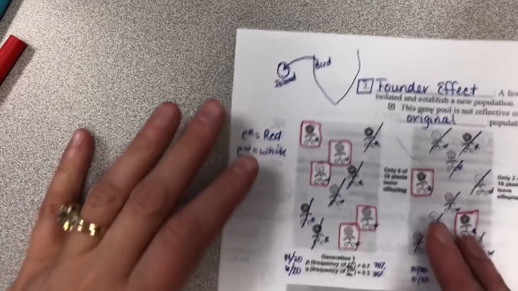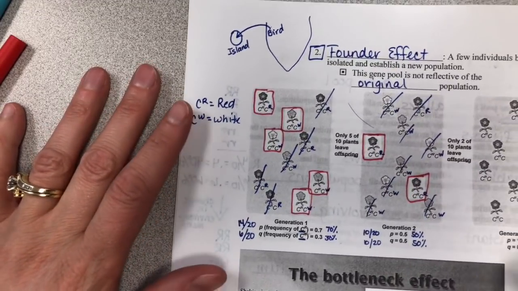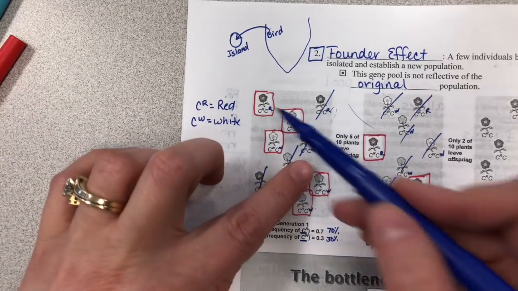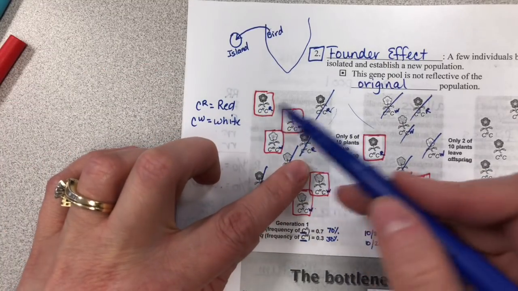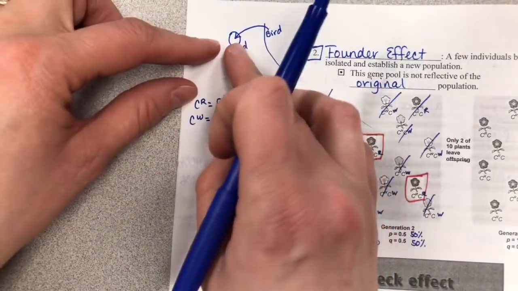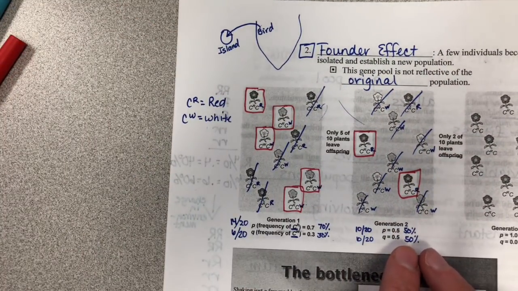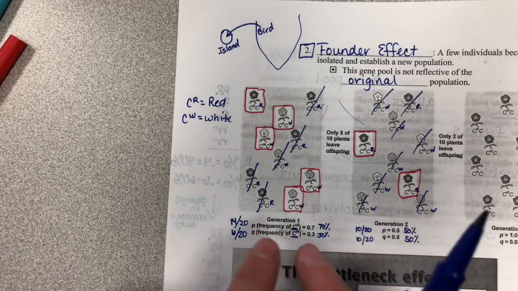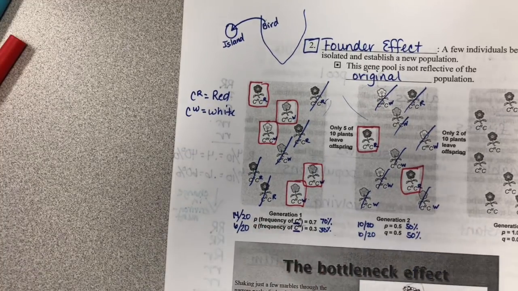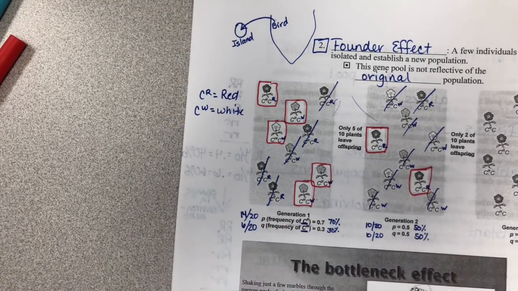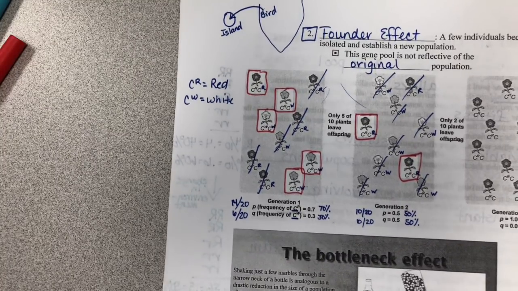So we could say, using this flower example, instead of these dying out and these surviving, the red ones go and populate the island. And so then the island, when it's populated, has a different frequency than the original mainland. So it's just another reason why you might get a small population, and therefore the gene pool changes due to it being a small population.